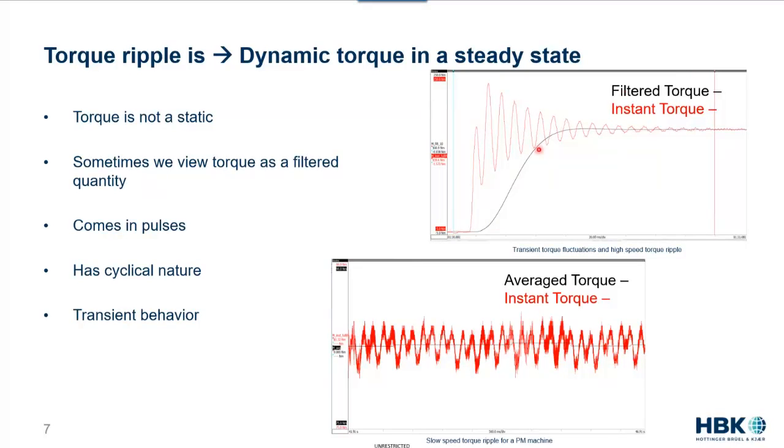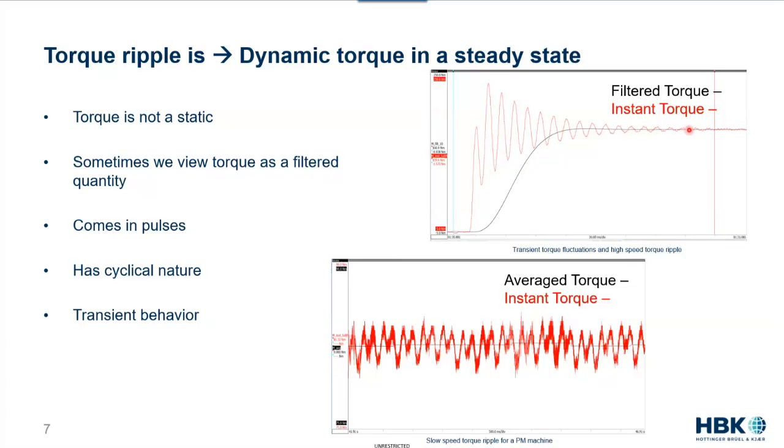So if you're looking at filtered torque, which is what many data acquisition systems and power analyzers provide to users, you're not going to have any visibility to that dynamic behavior. And that's just not reality. What's really happening in reality is that the torque is oscillating around and changing very rapidly. And that can be important depending on what information you need out of your measurement, that you have accessibility to that.